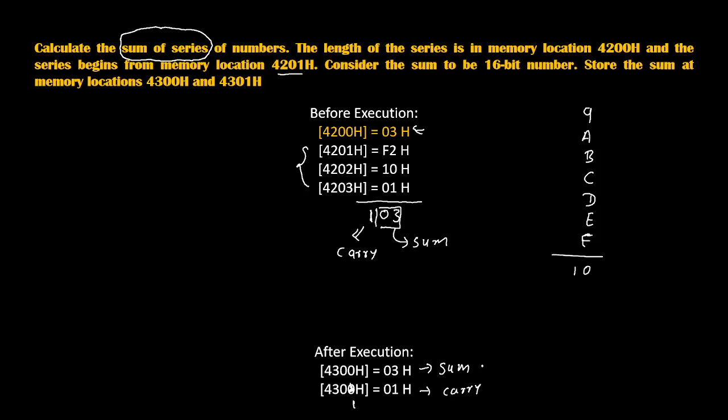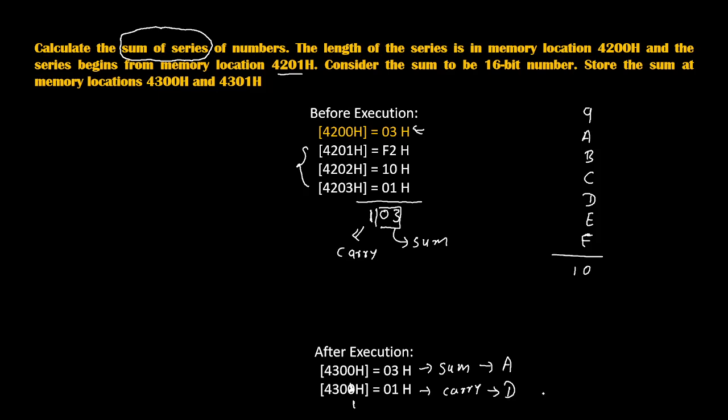Now how are we going to do this? For this, we will say that our sum is going to get stored inside the accumulator. And let's say the carry we are going to store in a particular register, let's say the D register. So remember this. We are expecting our sum on 4300H, and initially we will store it in the A register. And the carry to get stored on 4301H, and initially we will store it in the D register.